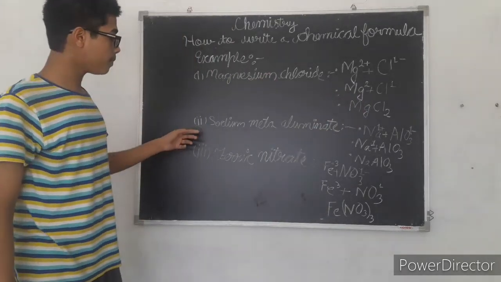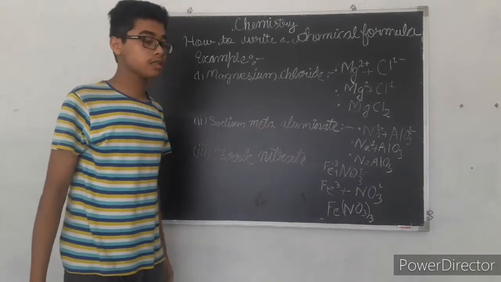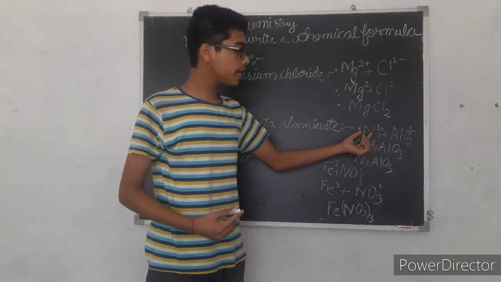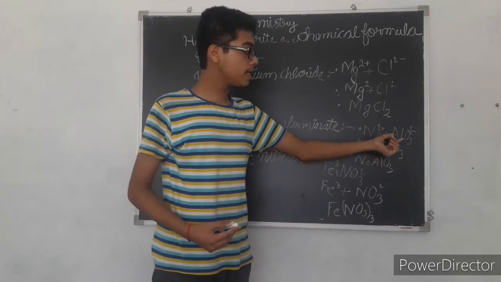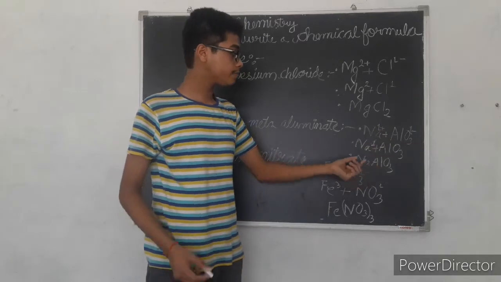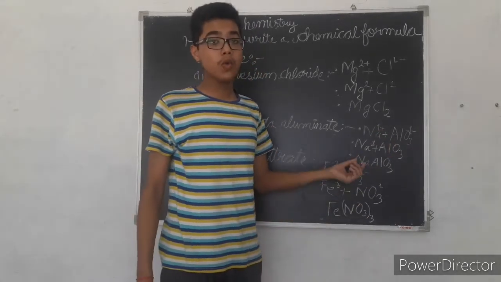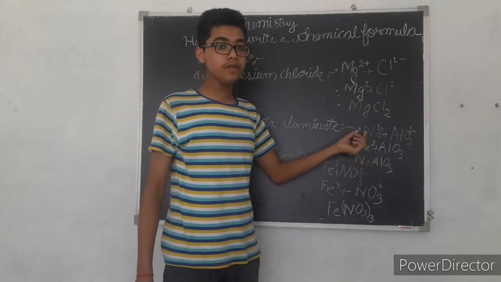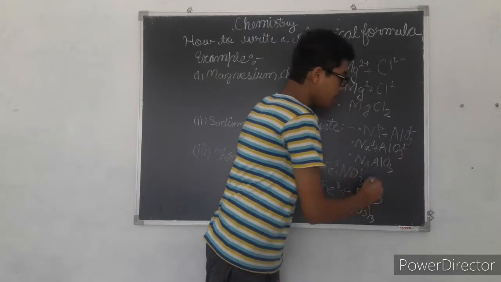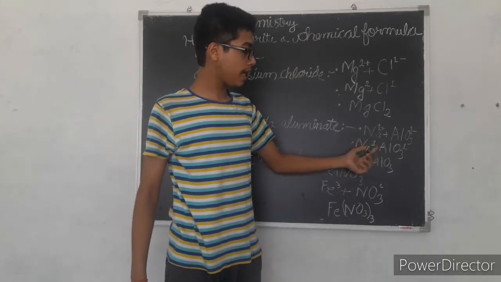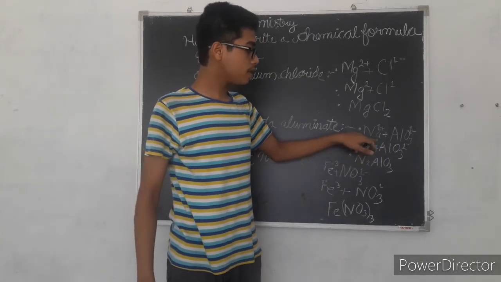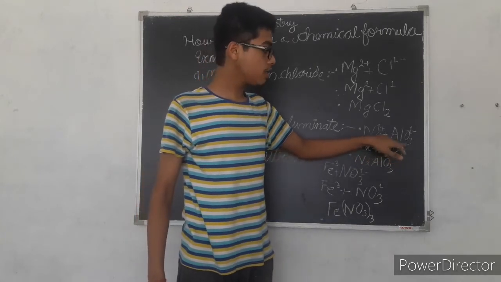Let us take one more example, sodium meta-aluminate. According to the first step, first we will write the basic radical, then the acidic radical. Na1+ is the basic radical, and AlO3 1- is the acidic radical. Then according to the second step, we will ignore the positive and negative signs. So here Na1 is combining with AlO3 1.